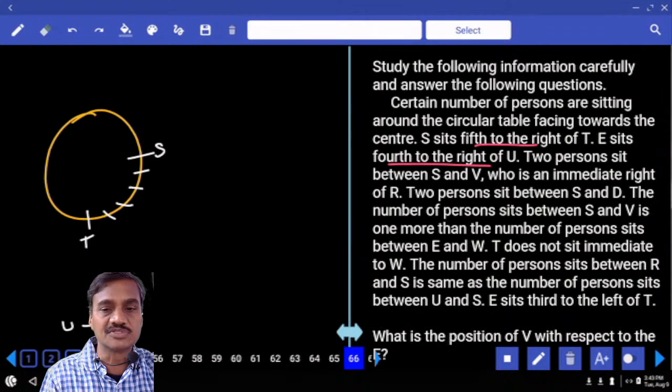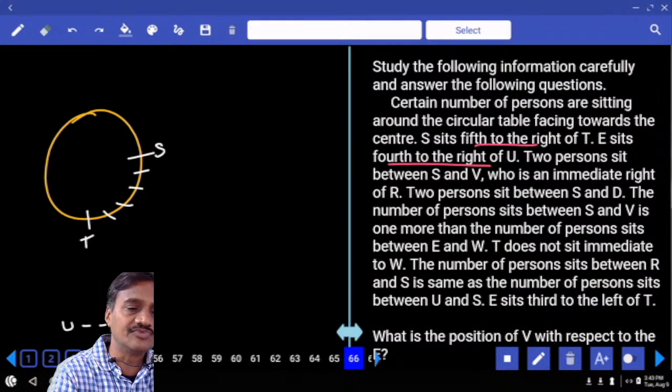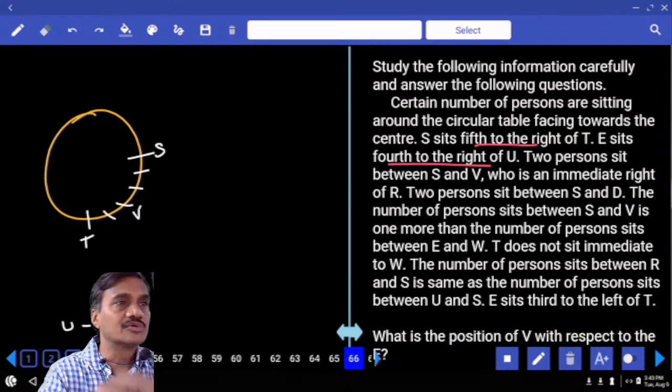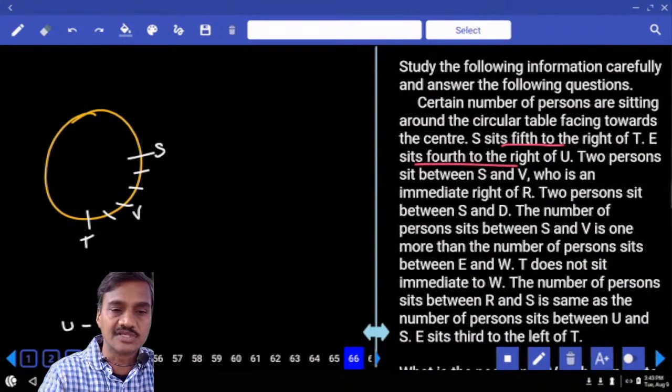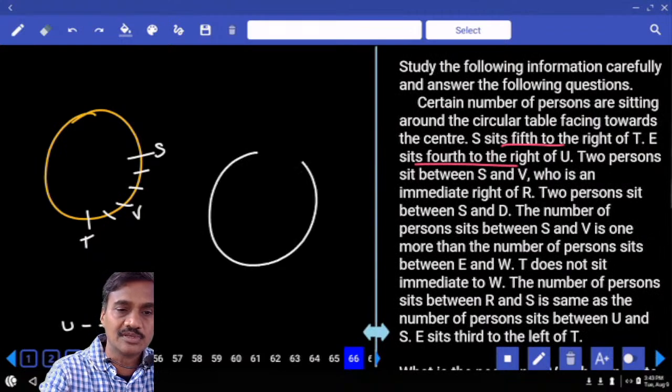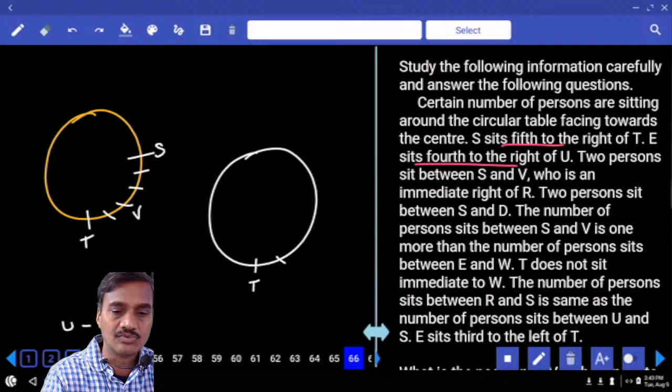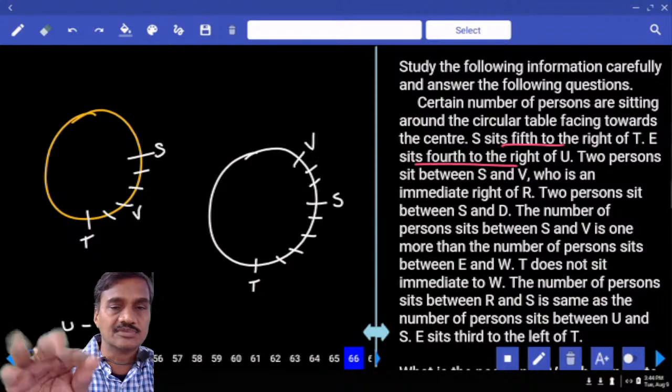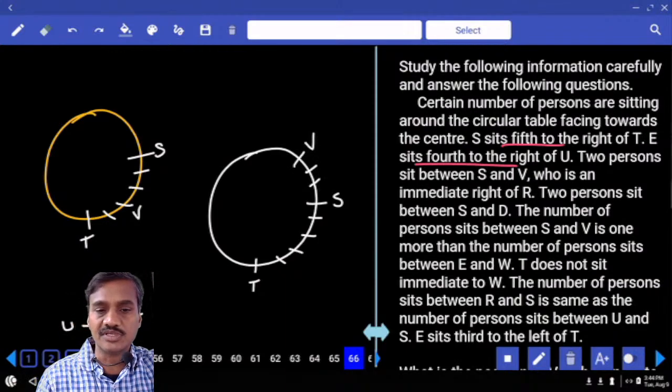And there are 2 persons between S and V. In between S and V, how many people? 2 people. That means V can be either to the left-hand side or to the right-hand side. Hence there is a second possibility as well, so we are writing down this second possibility. Now T is here, 1, 2, 3, 4, 4 persons, S is here. And there are 2 people between S and V, V is here. Here we have taken 2 possibilities regarding S and V.